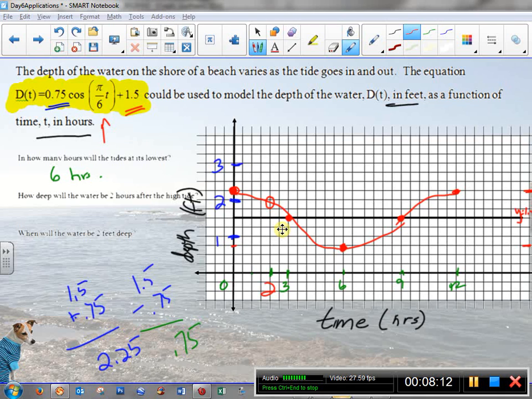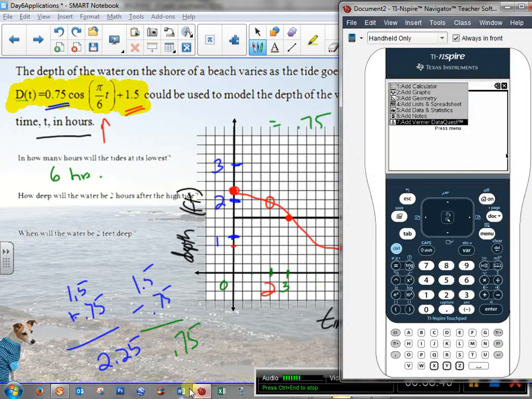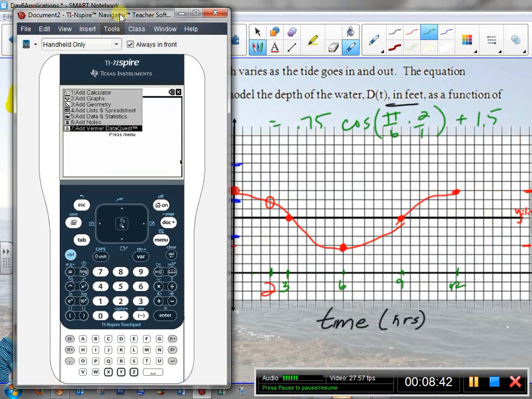What I'm giving you is a t value of 2, and you could plug it in to find d of t. So that would look like this: 0.75 times cosine of pi over 6 times 2, we'll put that over 1 just for ease of working with the fractions, plus 1.5. And now I could pick up my calculator and start typing that in. I'll grab the calculator here and we'll see what this actually works out to be.